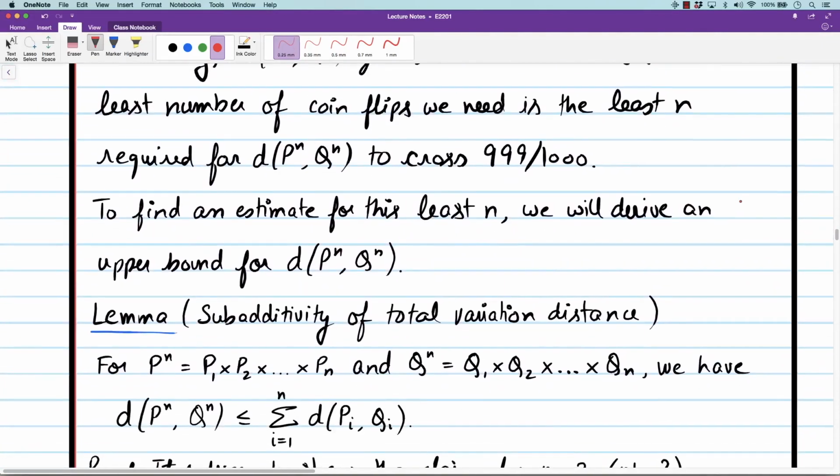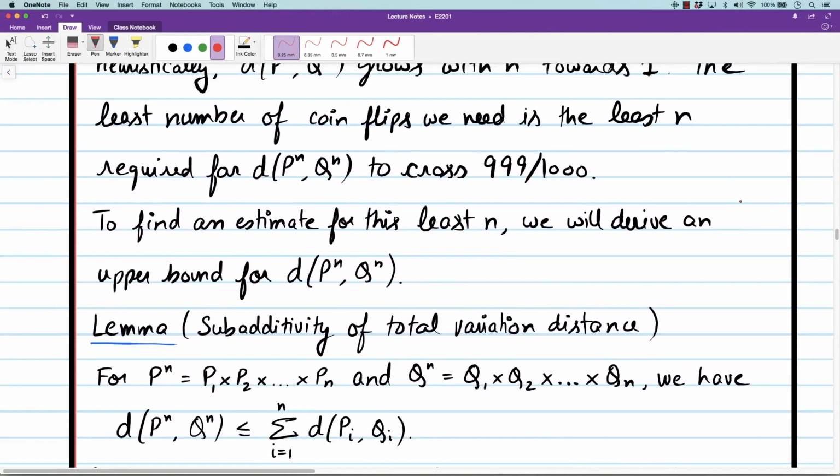So here is one way to find this estimate. This property is very useful. We can call it the subadditivity of total variation distance. It says that if you have product distributions, then the total variation distance between Pn and Qn is at most the sum of total variation distances of each component. In our application, they're all identical, but this property holds even when they're not identical. They can be potentially different. This is a result.